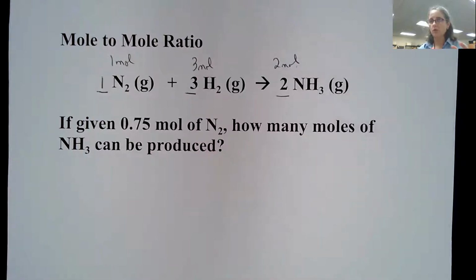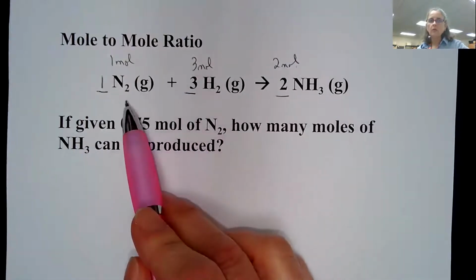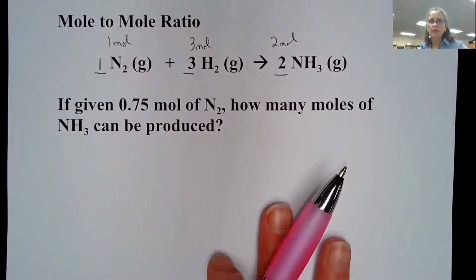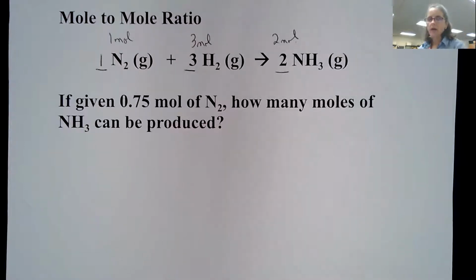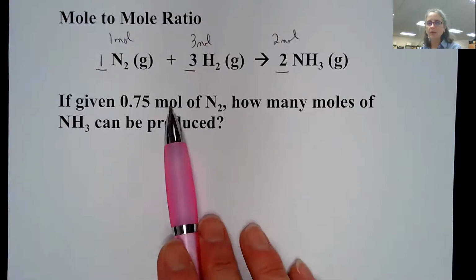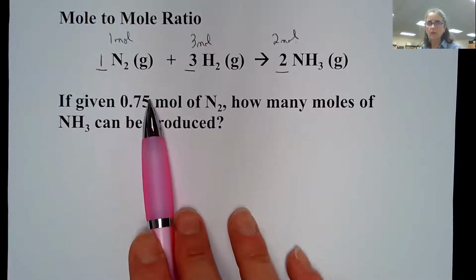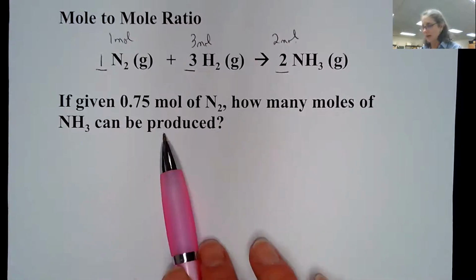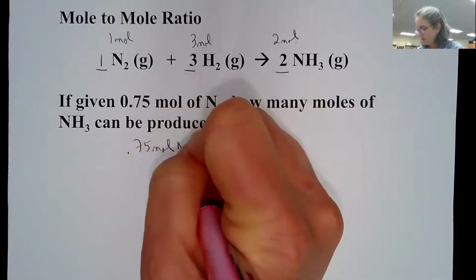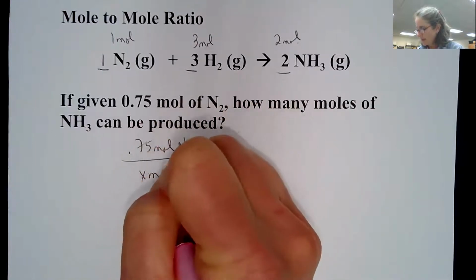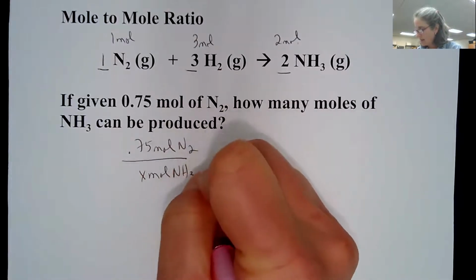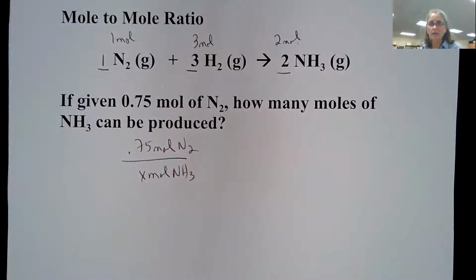We speak of stoichiometry as being a recipe for chemists. So if I have 1 mole of nitrogen and 3 moles of hydrogen, I can make 2 moles of ammonia. Well, in most cases, I'm not going to have an exact amount of anything, so I need to do some calculations with this. If I've been given 0.75 moles of nitrogen, not 1 mole, but 0.75, how many moles of ammonia can be produced? I'm going to set up a ratio like we've done before with the mole. This time it's going to look a little different because it's based on the question at hand and the balanced chemical equation.